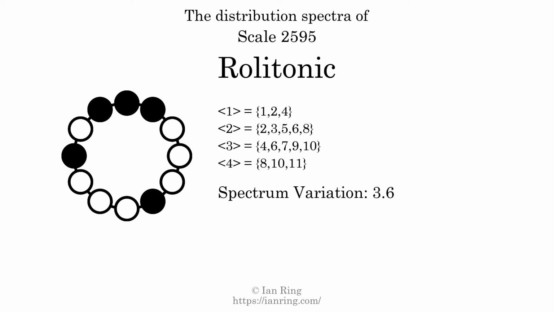The spectrum variation is the sum of all the widths, divided by the number of tones. The spectrum variation of this scale is 3.6. Since the variation is greater than 0, this indicates that the scale is not perfectly even.